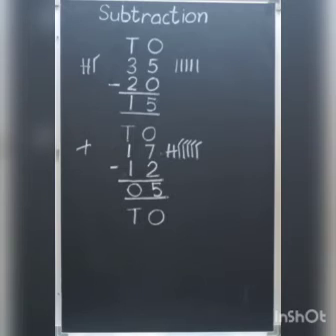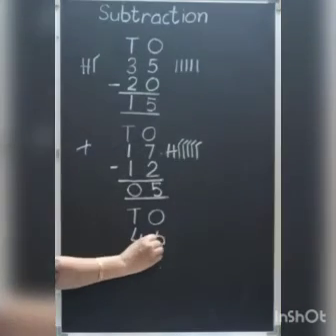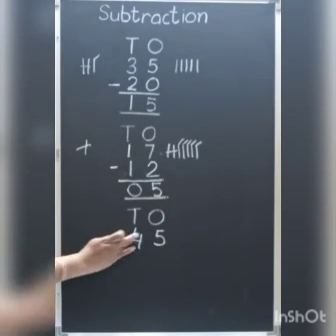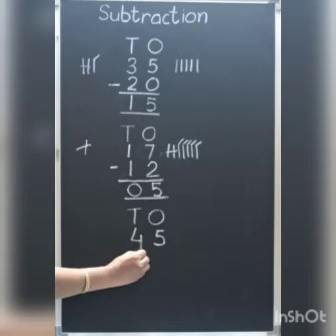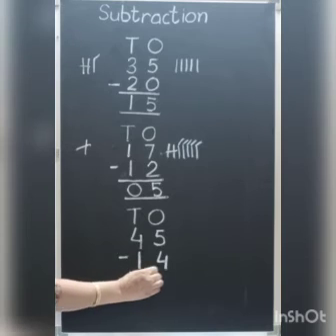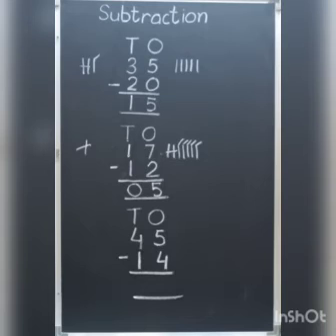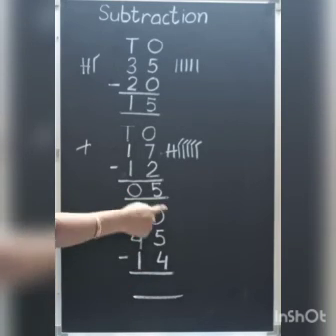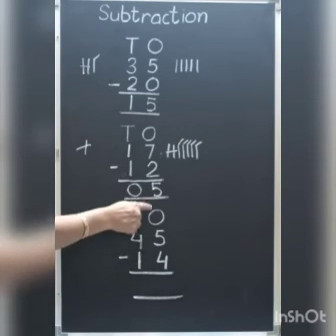Suppose you are having 45 balls with you. How many balls? 45. Okay. And you want to give 14 balls to your friend. And you want to find how many balls are left with you. Okay. So again, this is a big problem, a double digit problem, and we will solve it by breaking it into little ones.